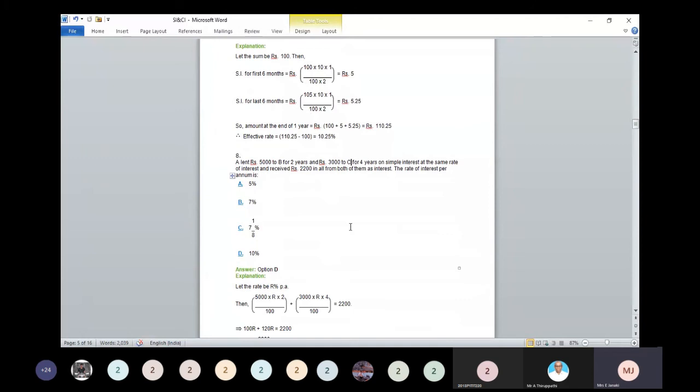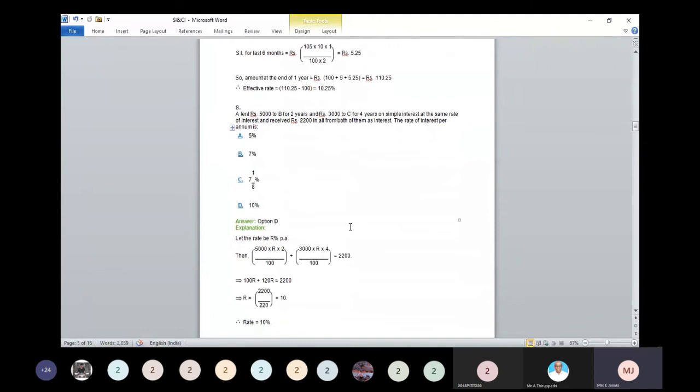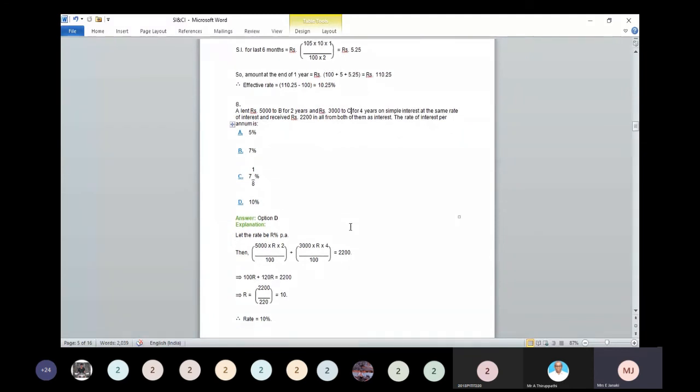And then, A lent rupees 5,000 to B for 2 years and rupees 3,000 to C for 4 years on simple interest at the same rate of interest. And finally, he received the amount of rupees 2,200 in all from both of them as interest. So this 2,200 denotes only the simple interest. So the question is, find the rate of interest per annum.